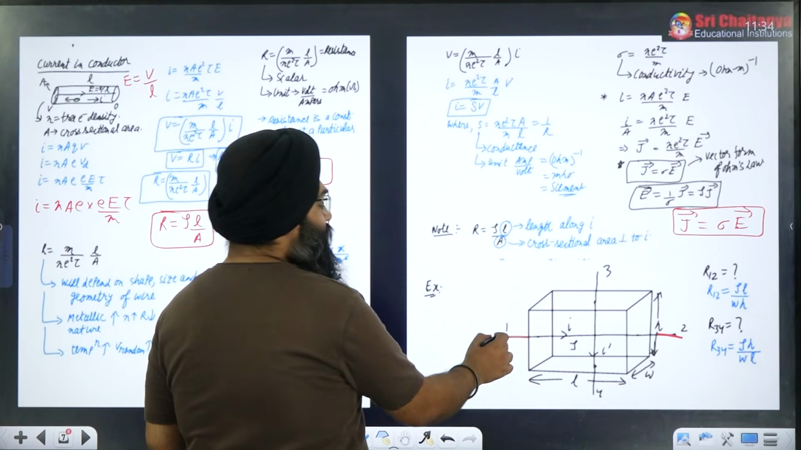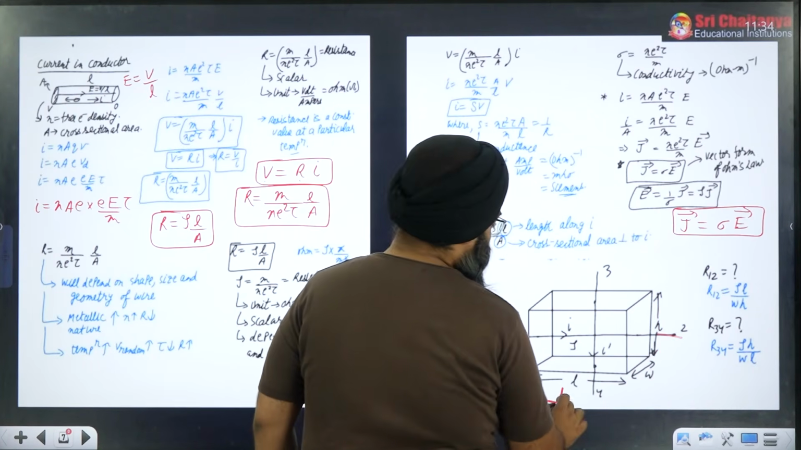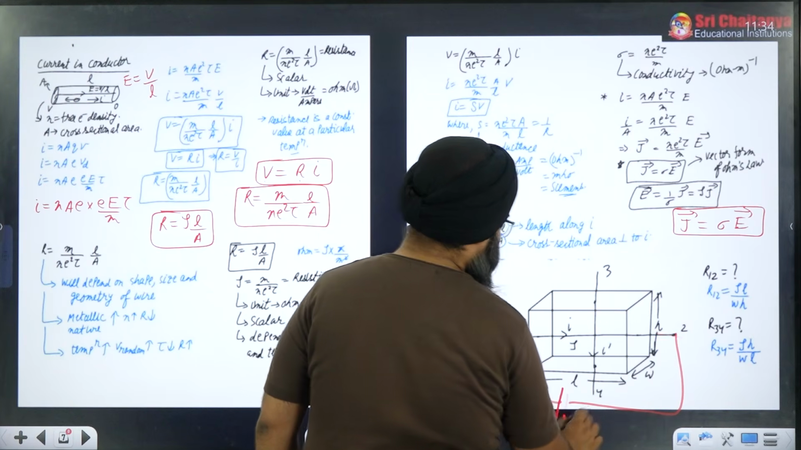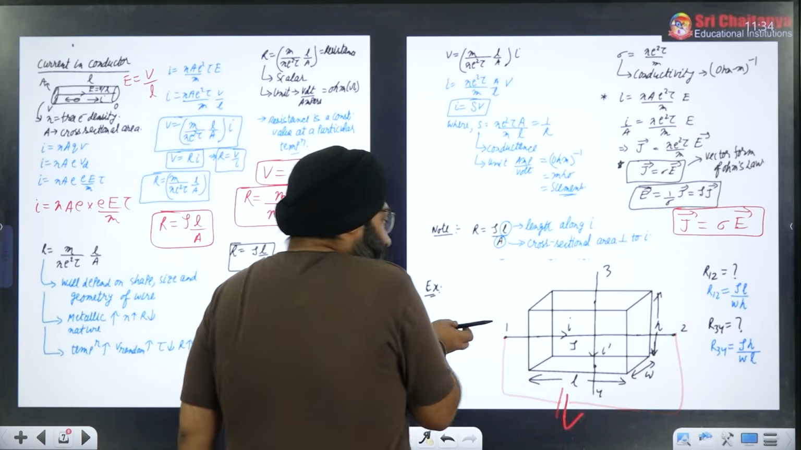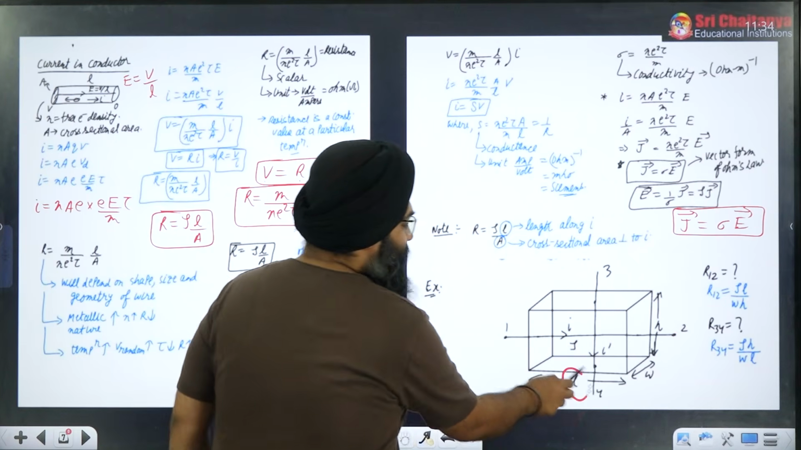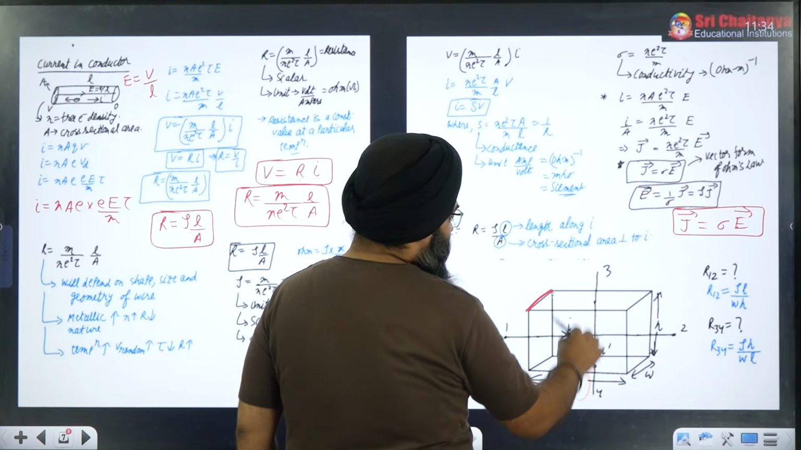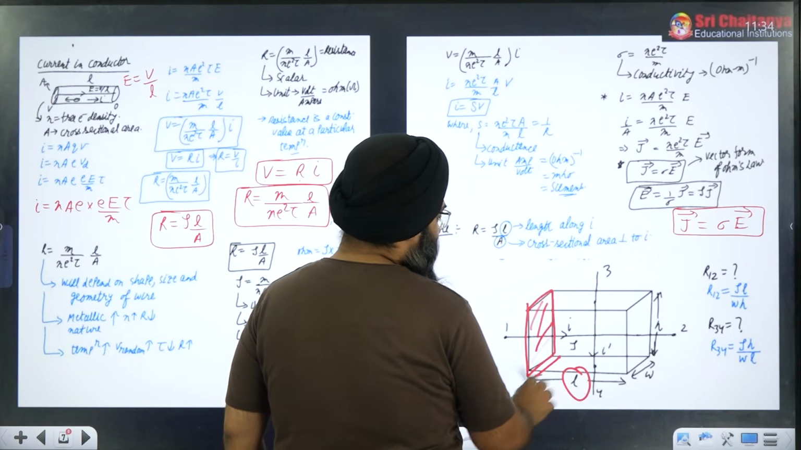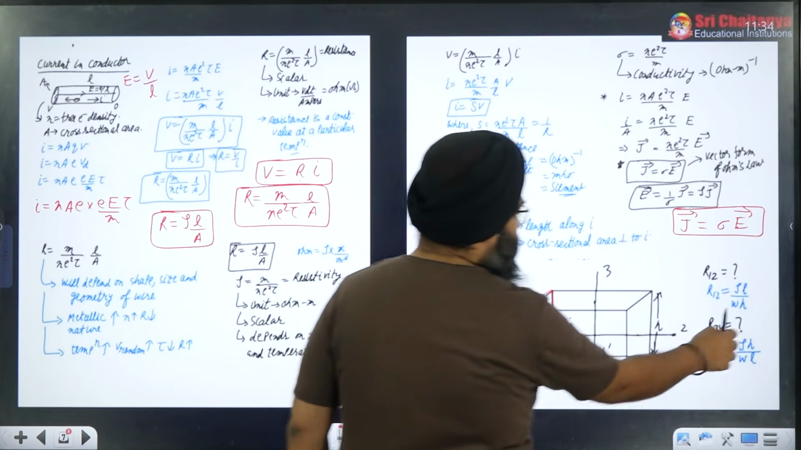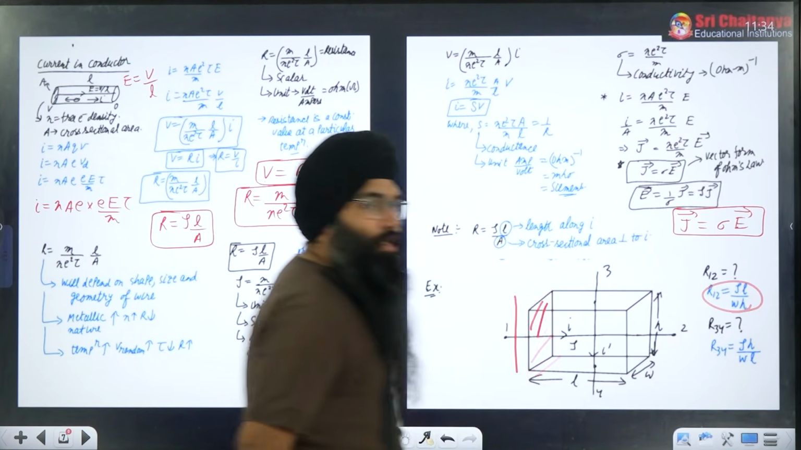So resistance across 1 and 2 means what? That you will apply a potential difference across these two ends. So obviously the current will go along the length of the wire. So this will be the length and the area will be this particular part. So this part area will be how much? This is W and this is H. So area will be how much? W into H. So this is how you will get the resistance.